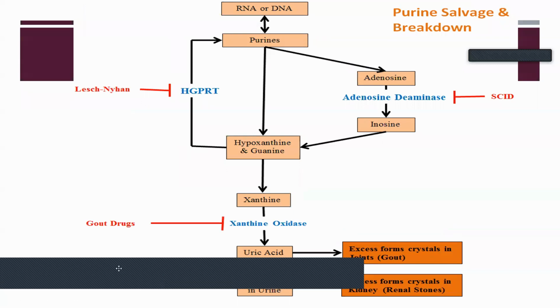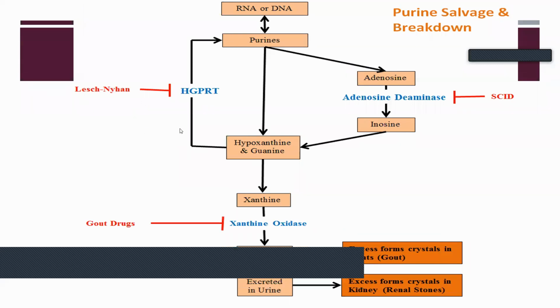So what are these diseases? See, Lesch-Nyhan syndrome over here. It is happening because of the deficiency of HGPRT, hypoxanthine guanine phosphoribosyl transferase. If there is a problem in this enzyme, Lesch-Nyhan syndrome will occur. If there is a problem in adenosine deaminase, SCID, severe combined immunodeficiency. So what was adenosine deaminase doing? Here it is written adenosine, but it is AMP. So conversion of AMP to inosine will not happen if there is deficiency of adenosine deaminase.